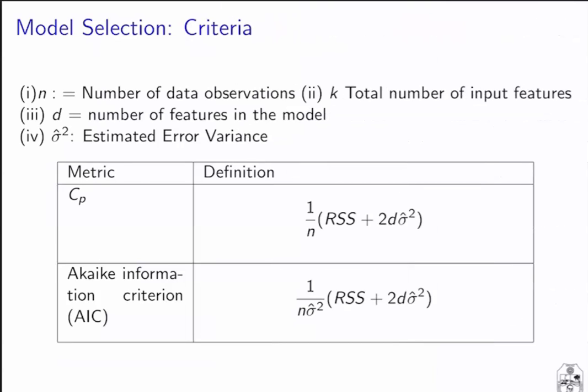Now, while selecting the models, we need to have some criteria, which tells us which model is the good model and which model is the bad model. So far we know that we use the term residual sum of square to indicate which model is good and which model is bad.